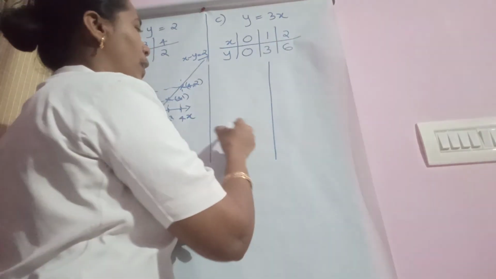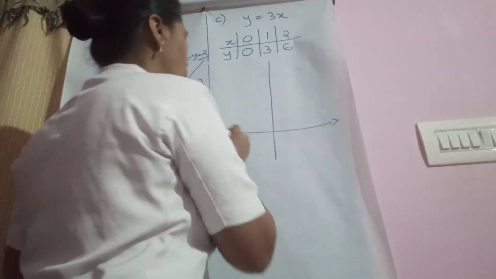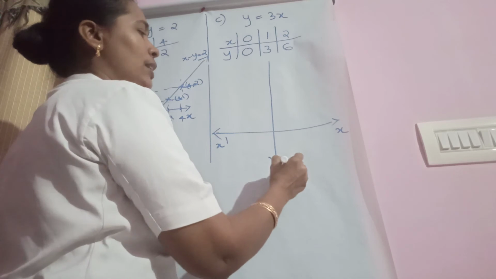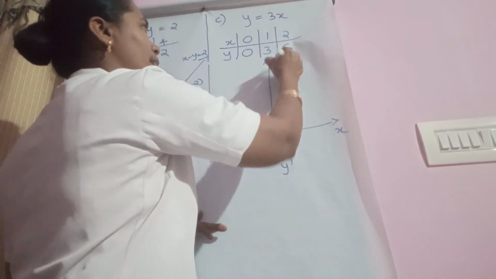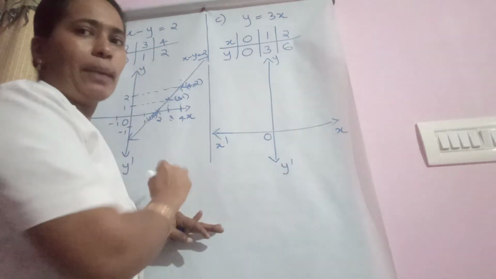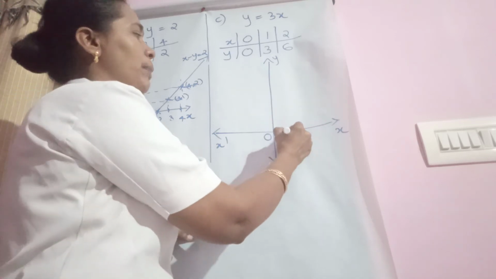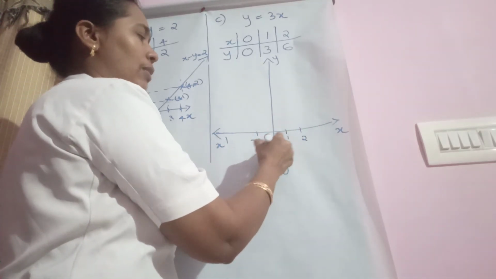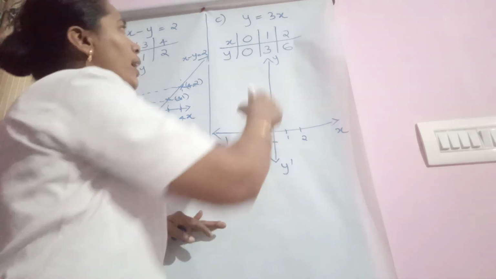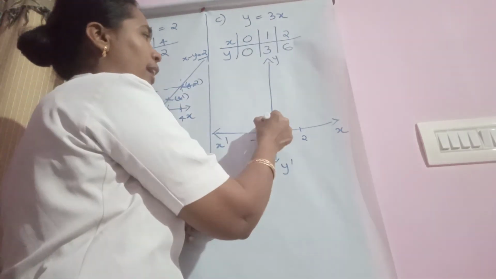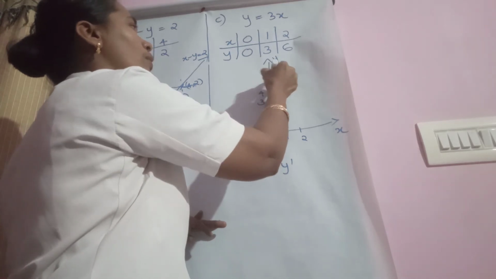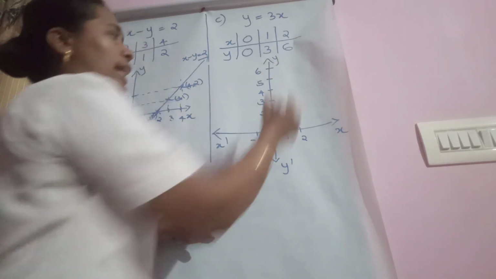Here the y value is needed up to 6, so you have to draw the line a little bit more. X dash, y dash, then the origin. Then let us start marking the numbers. On OX we need only up to 1, 2. Here just write minus 1. On the top, up to 6 is needed. 1, 2, 3, 4, 5, 6, teacher has marked.